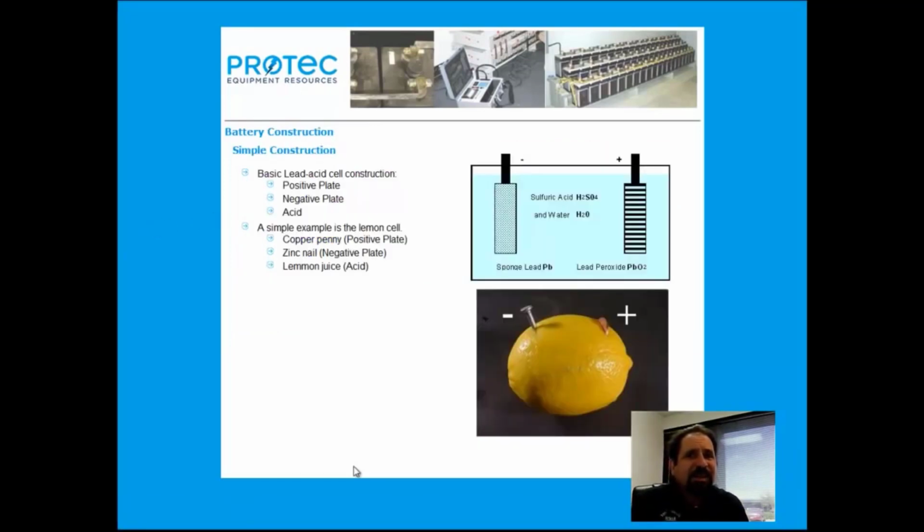Basic lead-acid cell construction would consist of a positive plate, a negative plate, and an acid in order to form the electrolyte. A very, very simple example of this would be the lemon battery, where we use a copper penny to create the positive plate, a zinc nail to create the negative plate, and we use the lemon juice as our electrolyte, or our acid.